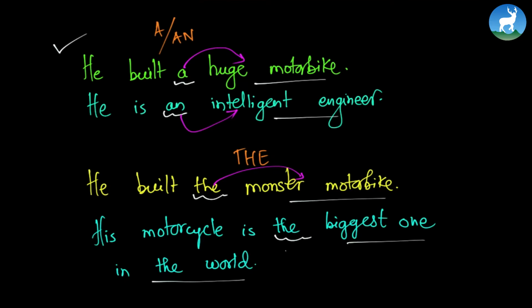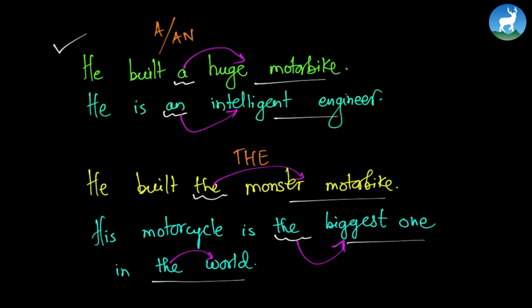And if you look at the second example, you will see we use "the" because it is followed by a superlative adjective. So we are talking about the three different forms of adjectives. They are normal, comparative, and superlative. Since we have a superlative adjective in the noun phrase, we use the article "the". So his motorcycle is the biggest one in the world. So the world again, because there is only one world, and that is the planet Earth.